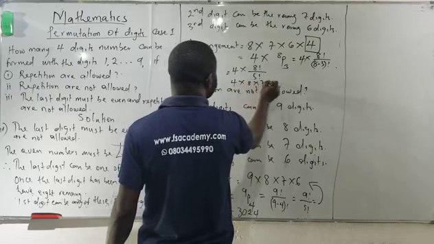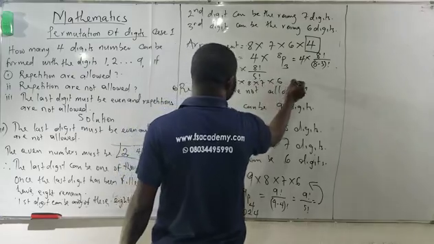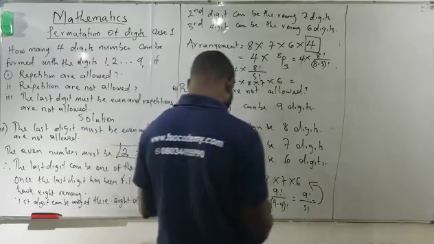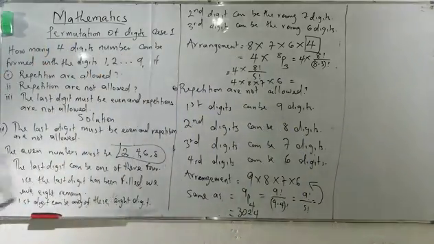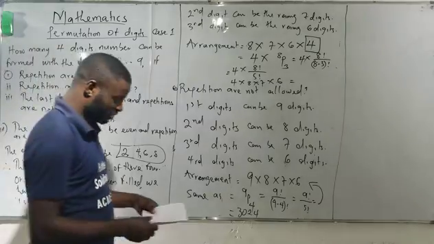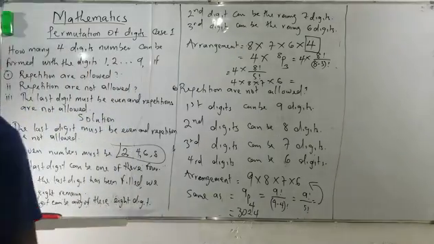8 multiplied by 7 multiplied by 6 equals, by calculator, it will give me a number. You can do that by yourself. That's all. Now, let me just move on to the next question before I talk about case 2.